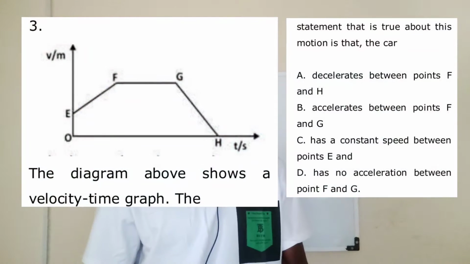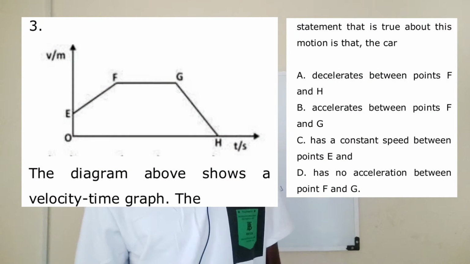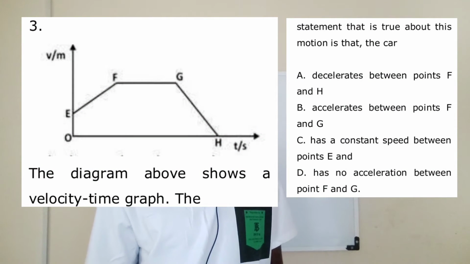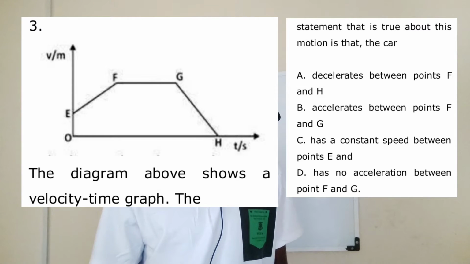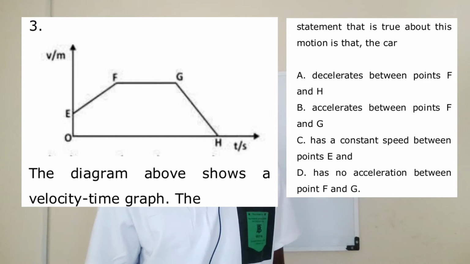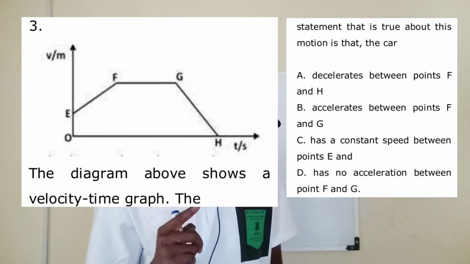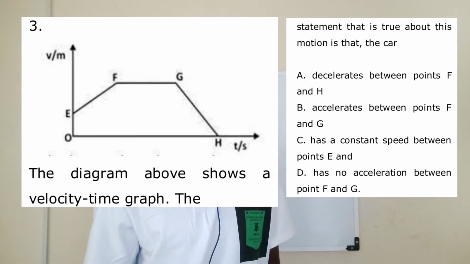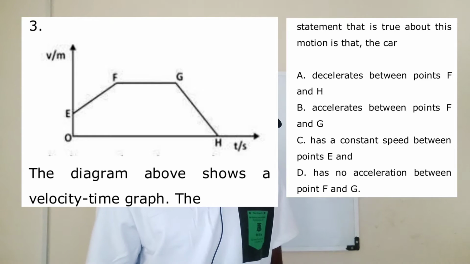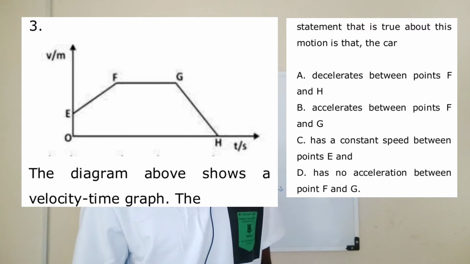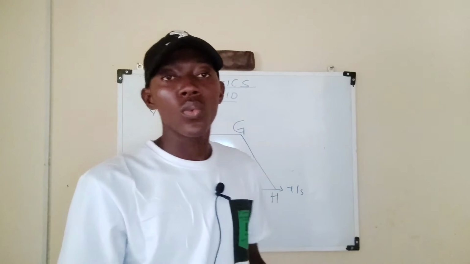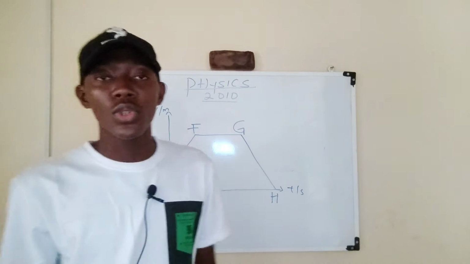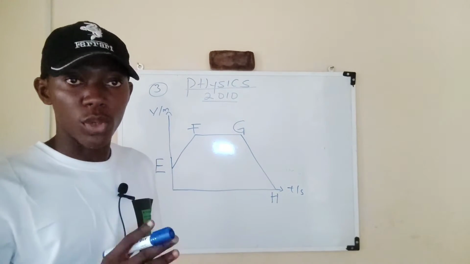Now question number 3 states, the diagram above shows a velocity time graph. The statement that is true about this motion is that: A, the car decelerates between points F and H; B, it accelerates between points F and G; C, it has a constant speed between points E and F; D, it has no acceleration between points F and G. So now we're going to carefully examine this motion, and then we'll discuss it properly.